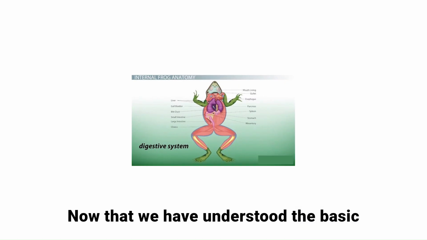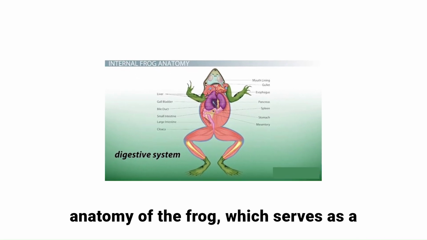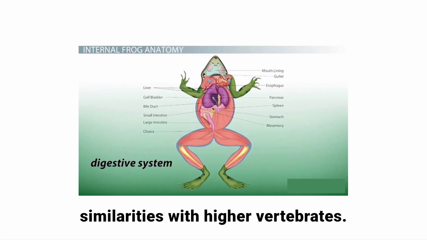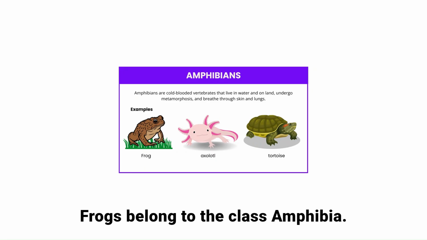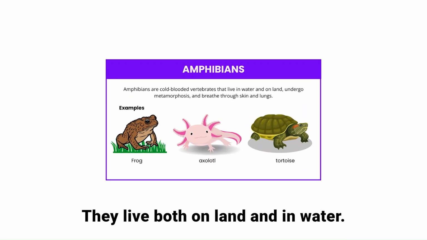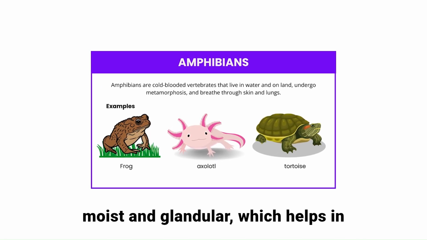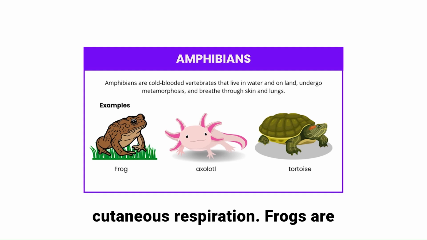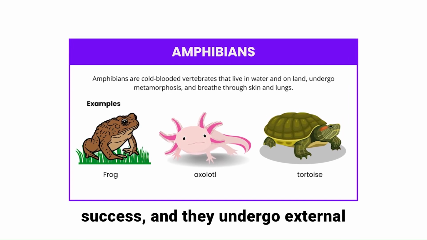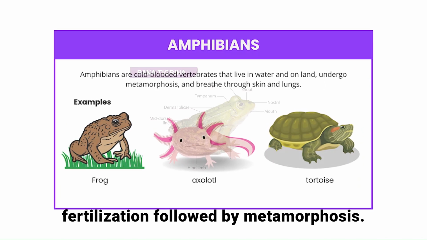Now that we have understood the basic tissues in animals, let us move on to the anatomy of the frog, which serves as a model organism in biology due to its similarities with higher vertebrates. Frogs belong to the class Amphibia. They live both on land and in water. They are cold-blooded and their skin is moist and glandular, which helps in cutaneous respiration. Frogs are dioecious, meaning they have separate sexes, and they undergo external fertilization followed by metamorphosis.